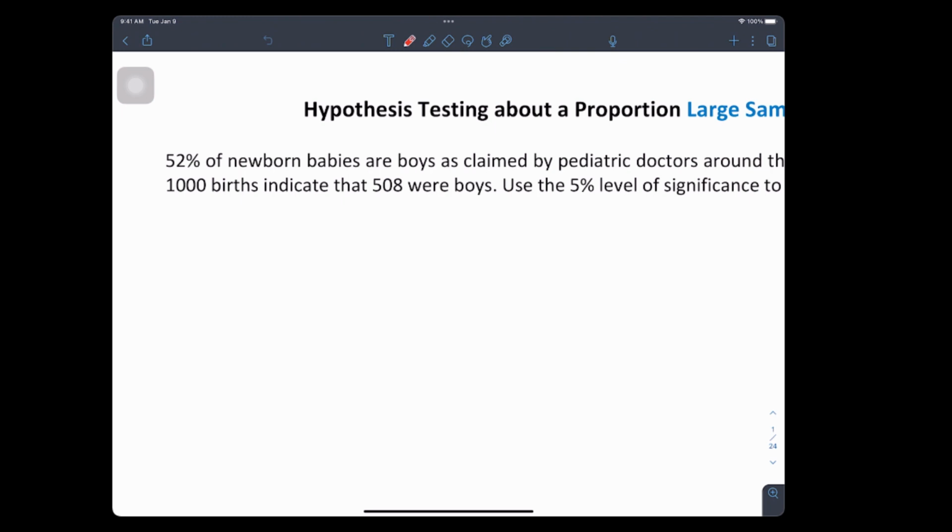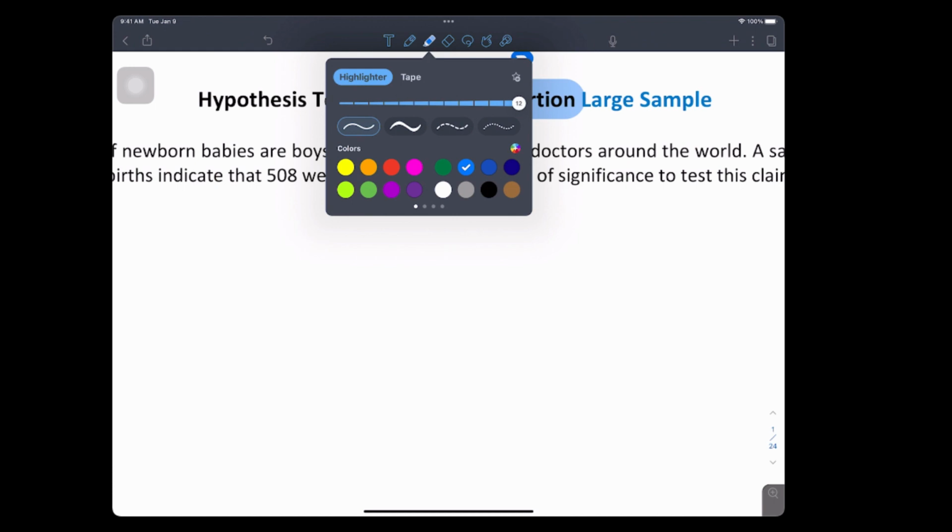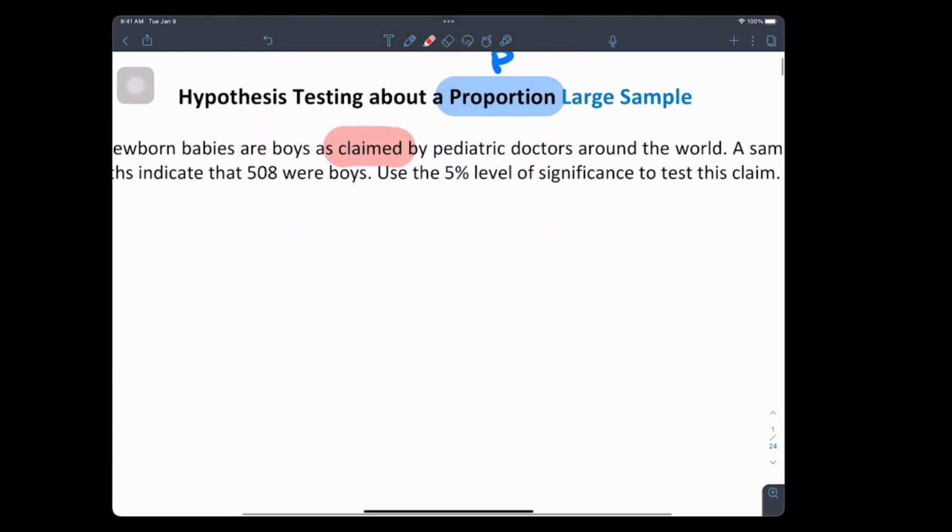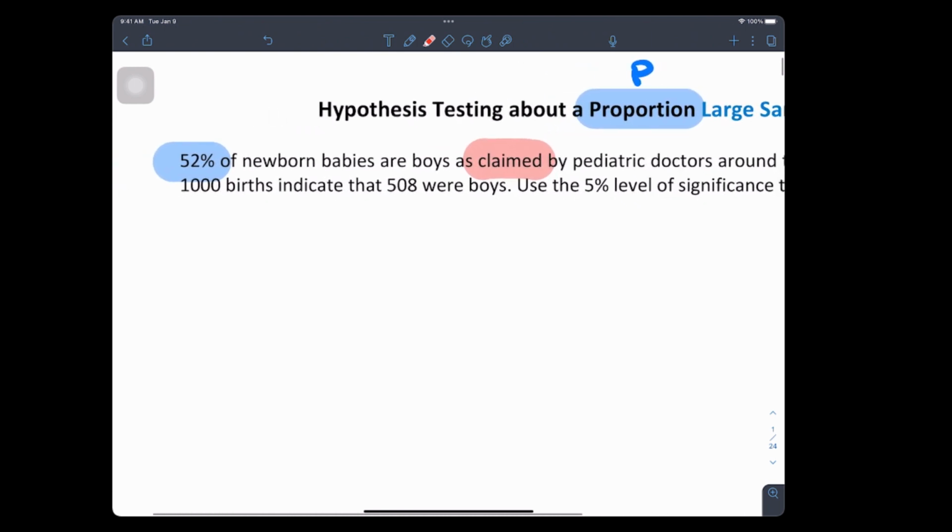All right, so here we go. We're going to try this out, okay? Hypothesis testing about a proportion. What parameter is that, by the way? P, is that right? So here's what they're saying now. 52% of newborn babies are boys, as claimed by pediatric doctors around the world. So we're going to have to translate that statement. This is the claim. What does that mean? That means your proportion equals 52%. And this is the claim. Would you guys agree with that? So this is the meaning of your first sentence.